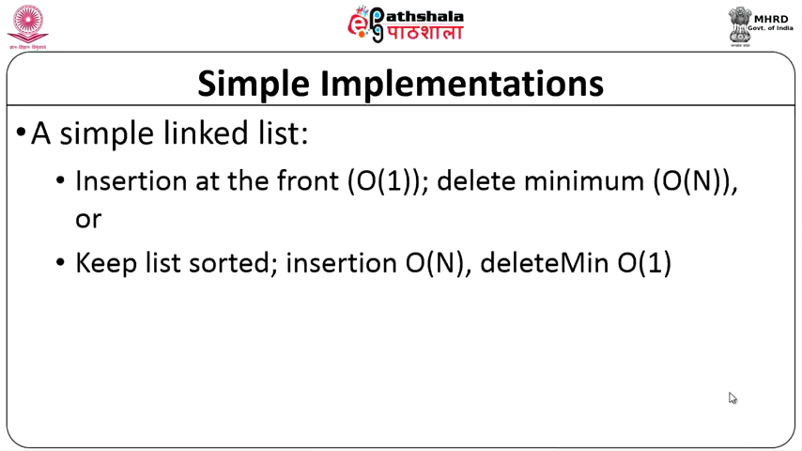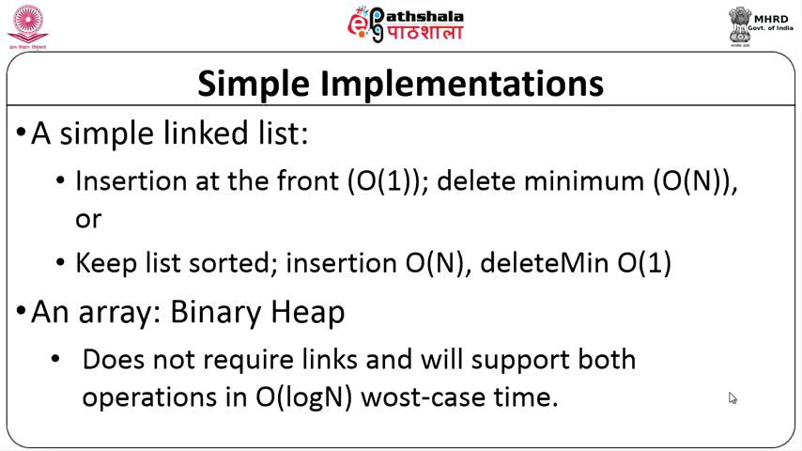So, there are some simple implementations that are possible. A simple linked list, insertion at the front will be of the order of 1, deleting the minimum will be of the order of n, or you can keep the list sorted, then insertion will be of the order of n and deletion of the minimum will be of the order of 1. Now, why we are talking about deletion of the minimum, we will talk about as we go along. So, a binary heap is used to represent an array, and it does not require links and will support both operations in the order of log n time, which is the worst case time.